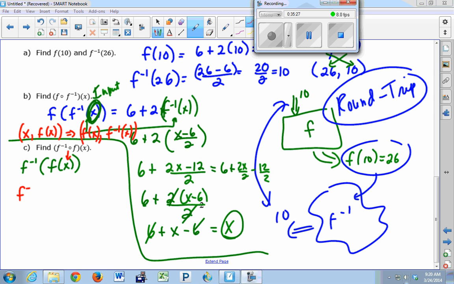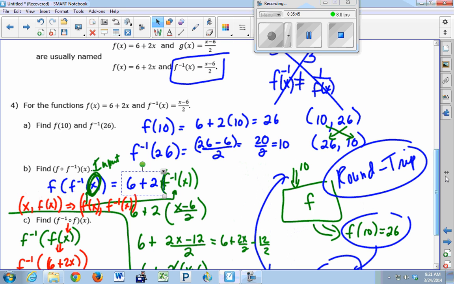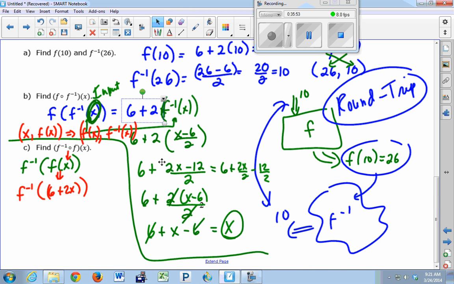So this is what I saw on some of your papers. Some of you just replaced f of x with what it represents, which is 6 plus 2x. Just put that in parentheses. Think of it as a single value, like 26 or 10, just like a number. So now you say, okay, my inverse function is whatever I put in, I subtract 6 from it and I divide by 2. That's how I perform my inverse. So whatever I put in, I subtract 6 from it and divide it by 2.